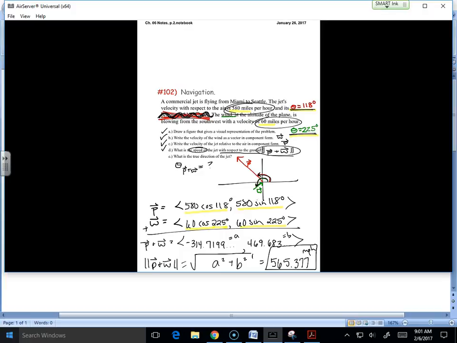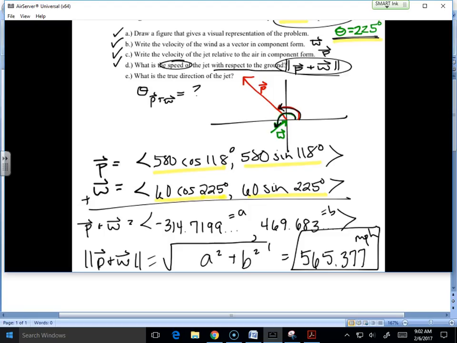What's the very last part of this problem? What is the true direction? How do we figure out direction? Oh, true direction. So not what the plane is trying to do. It's getting thrown off course a bit with the wind. But what is the true direction? What is the angle? Did you guys see that I wrote it? What is the angle of the sun?